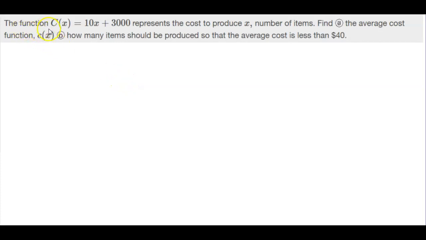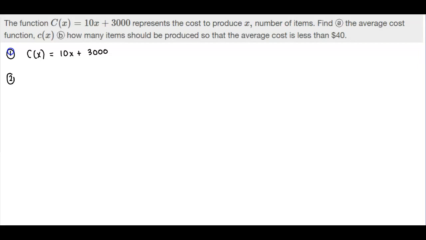In this example, we have the function C(x), which is equal to 10x plus 3,000. It represents the cost to produce x number of items. We want to find the average cost function, c(x), and then how many items should be produced so that the average cost is less than $40. First and foremost, the cost function is given by C(x) equals 10x plus 3,000.